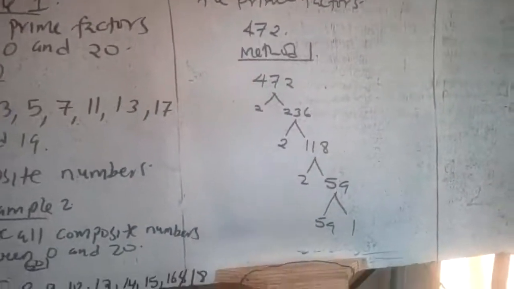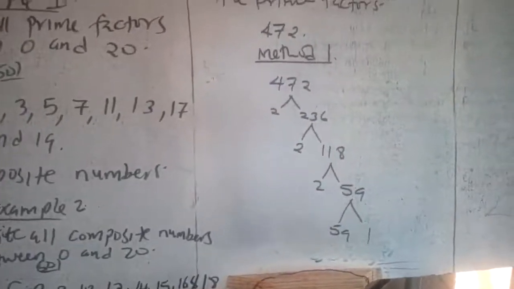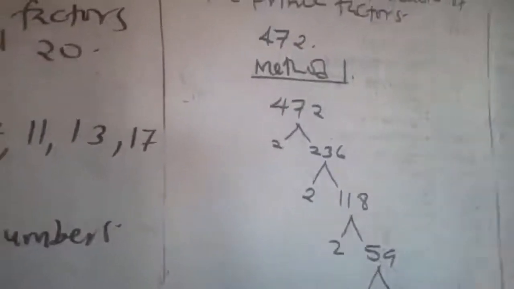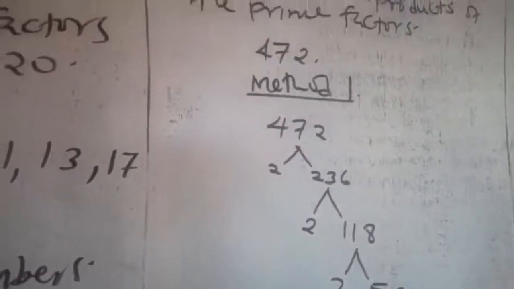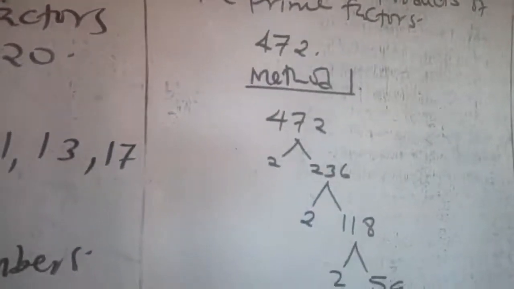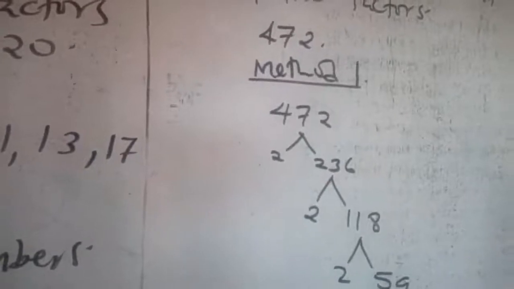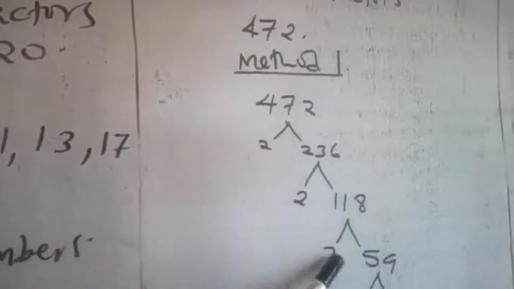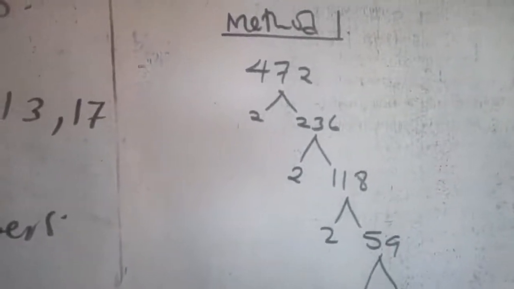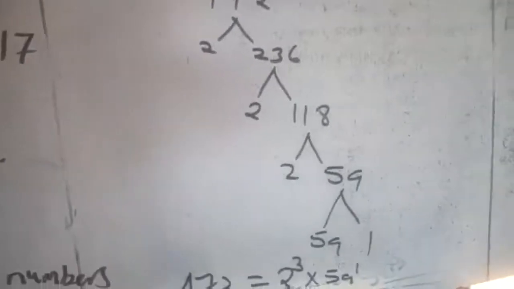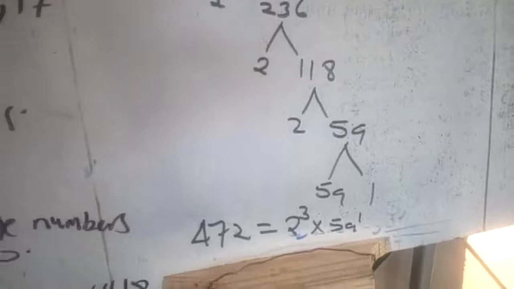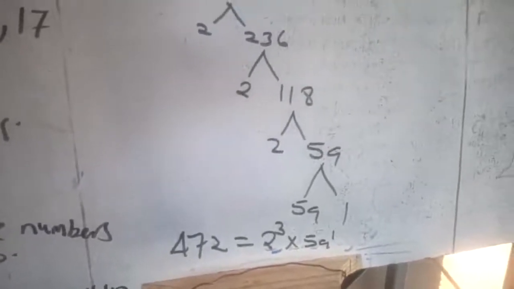And therefore, as far as we want to express that number in terms of its prime factors, you are supposed to write 472. Remember, that was the question. 472 should be equal to 2. How many 2's are here? 1, 2, 3, raised to power 3. Then you multiply by 59 raised to power 1, and therefore the answer becomes 2 raised to power 3 times 59 raised to power 1, and that becomes the answer to our question.